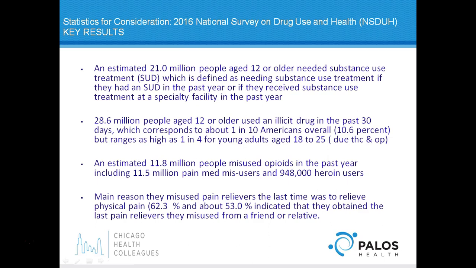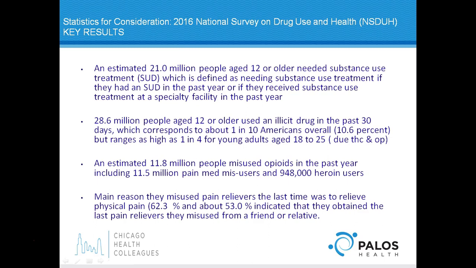Now, interestingly, when you look at this data, there's also other data that shows that in the adolescent population, just to compare it to alcohol, 1 in 4 adolescents has used alcohol. So this tells you how prevalent this is. Another number that's interesting is there's an estimated 11.8 million people who have misused opiates in the past year, including 11.5 million pain medication misusers and close to 1 million heroin users.